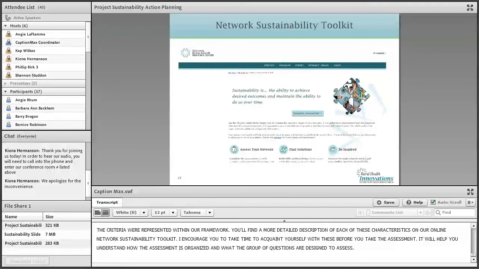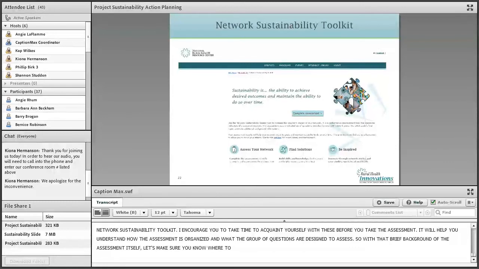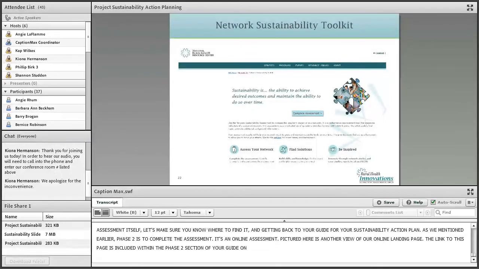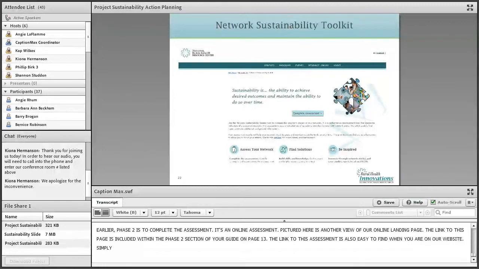So with that brief background of the assessment itself, let's make sure you know where to find it, getting back to your guide for your sustainability action plan. As we've mentioned earlier, phase 2 in developing your action plans is to complete the assessment. It's an online assessment, and pictured here is another view of our online landing page. The link to this page is included within the phase 2 section of your guide on page 13. And the link to this assessment is also easy to find when you're on our website. Simply search for Network Sustainability Toolkit, and you will land on this page.